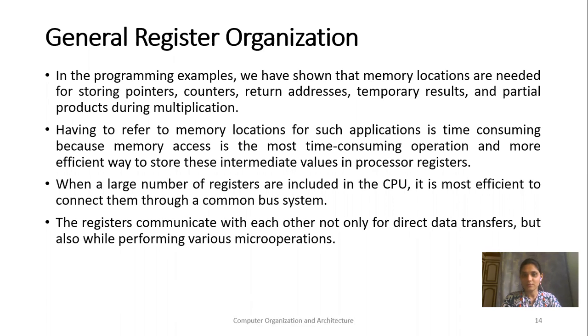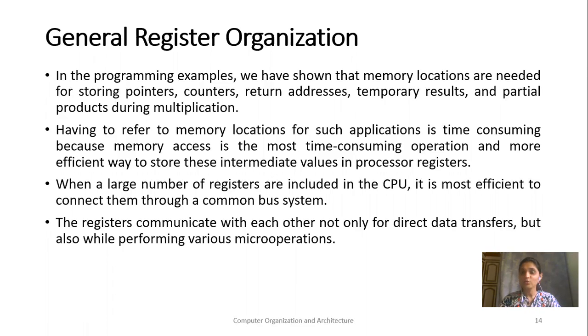In the programming example in the last chapter, we have used memory locations to store pointers, counters, return address, temporary result, or partial product, etc. Accessing memory is the most time consuming task for any digital system. So instead of this, our system will be more efficient if we store these intermediate values in processor registers instead of storing into memory.